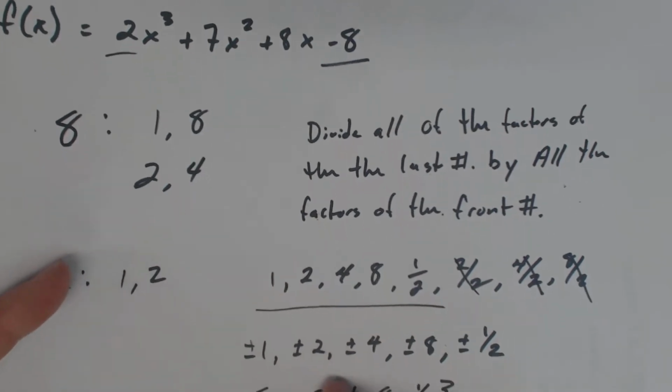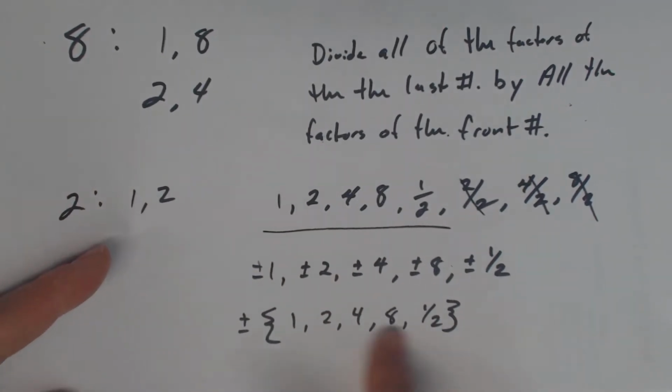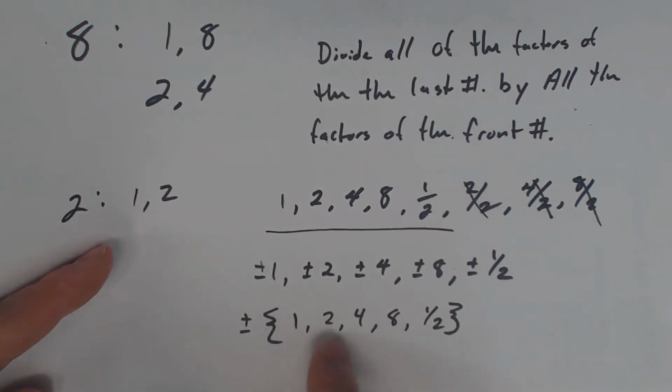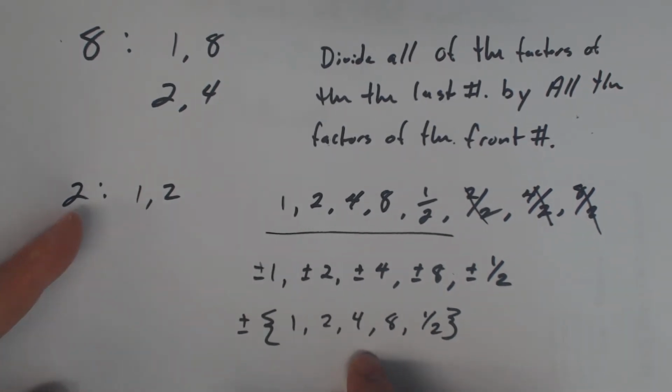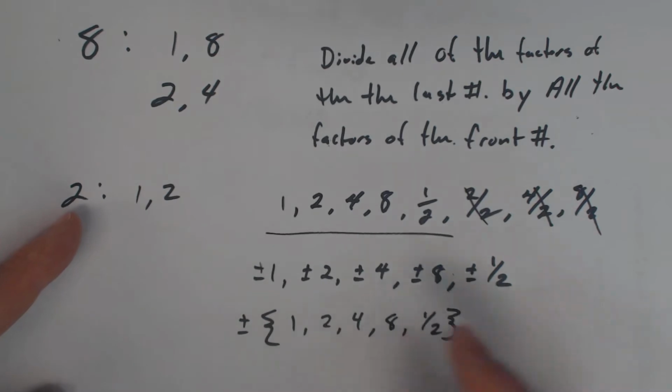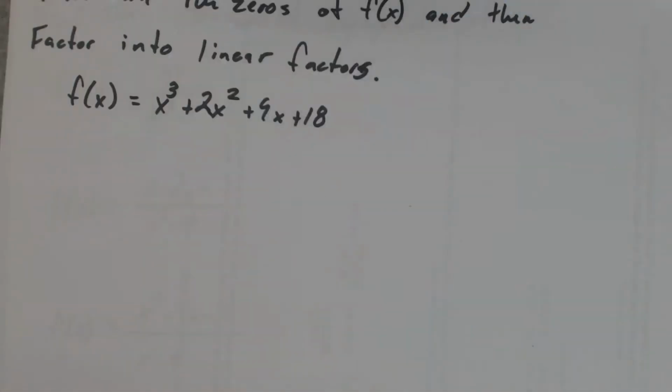So these are not the zeros. None of these might be a zero. But this is the only possible rational zeros. These are the only numbers that you could use. There could be square roots or i's that don't show up that are zeros, but these are the possible zeros.